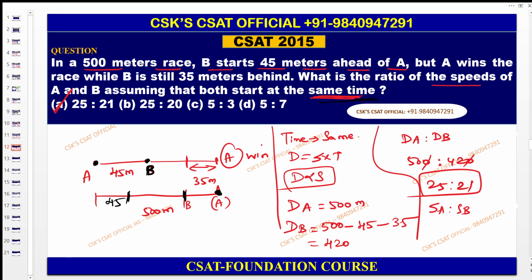So that is 420. Therefore the distance ratio is 500 is to 420. Further you can simplify it to 25 is to 21. Since time is constant, they are directly proportional. Therefore the speed ratio becomes 25 is to 21. Understood, Tanya? Yes, sir. Thank you.